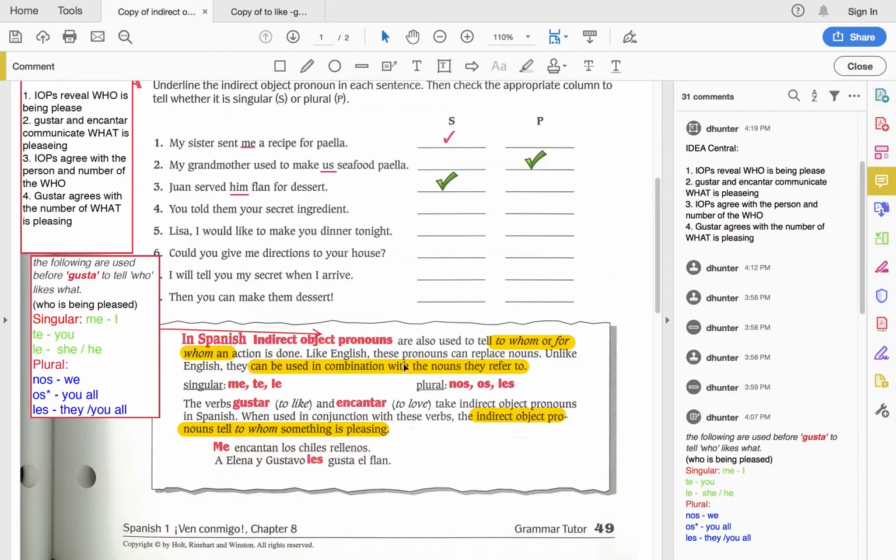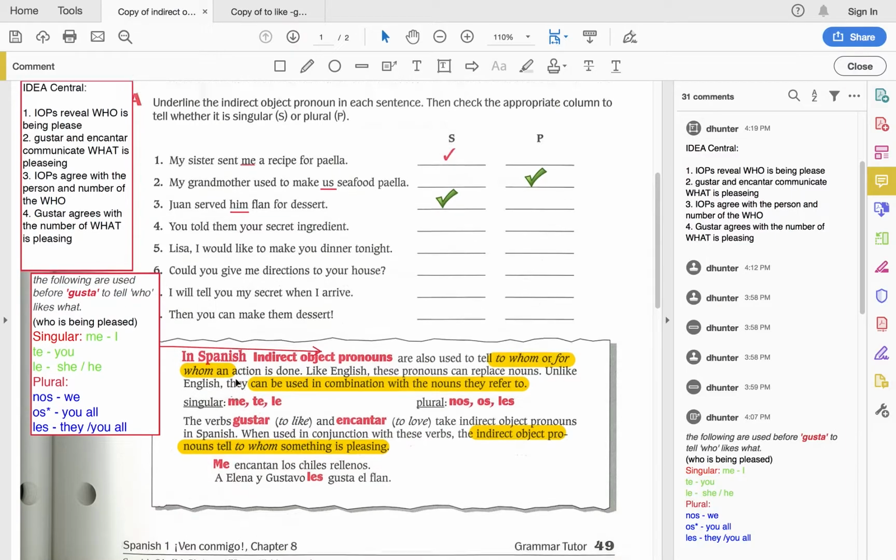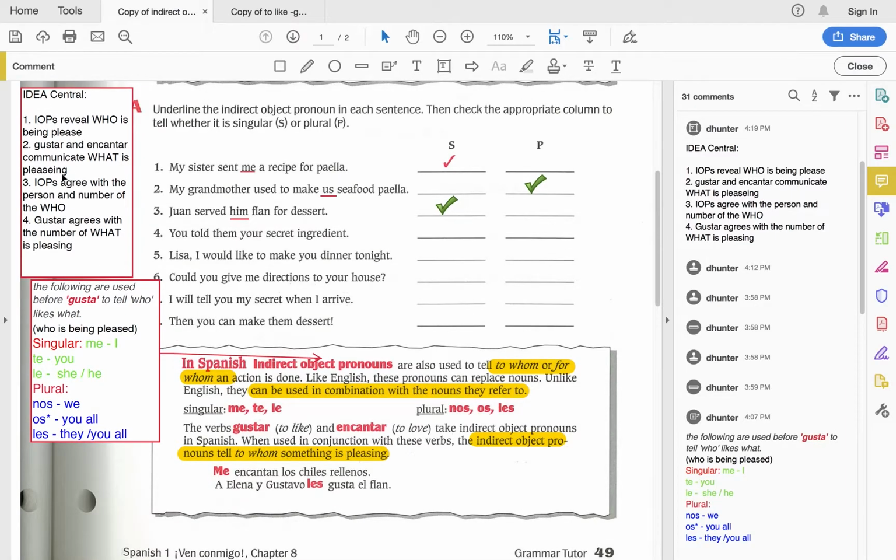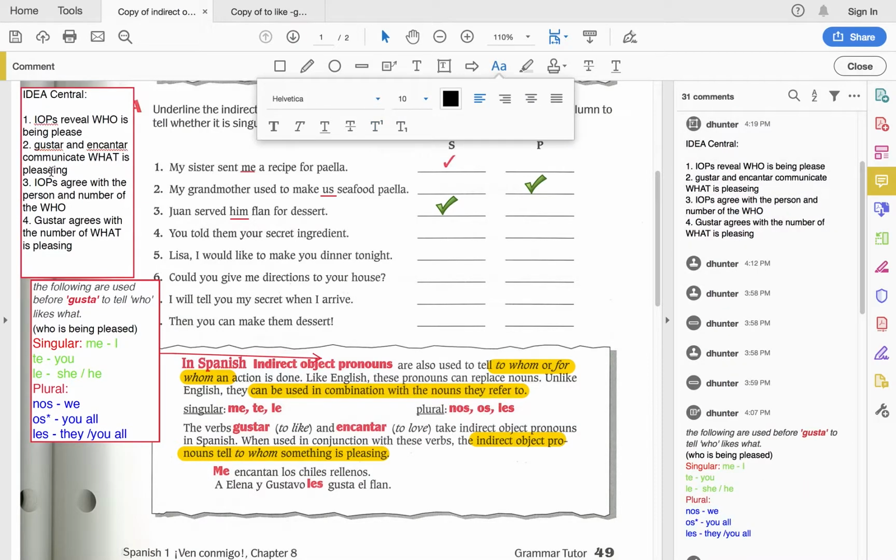But before we go into how Spanish is super similar, we want to know some of our central ideas. The central idea should be written into your notes, and it's these 4 points. Número uno. IOPs, or indirect object pronouns, reveal who is being pleased. Today we'll be talking more about gustar and adding in encantar. Gustar and encantar communicate what is pleasing. Okay? It's super important to see that what is pleasing is communicated through encantar or gustar.